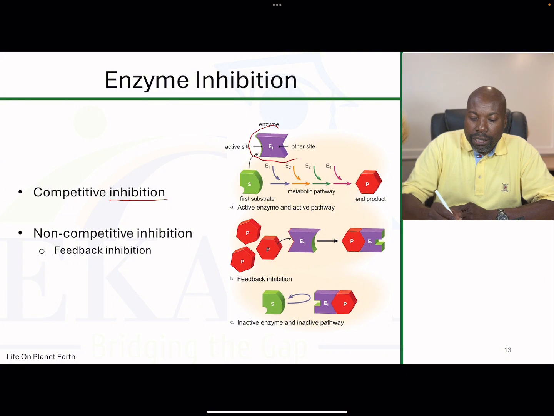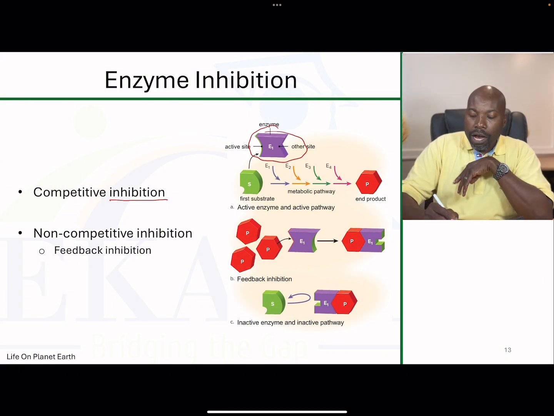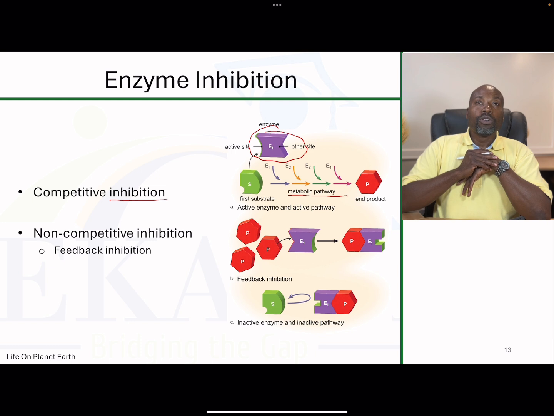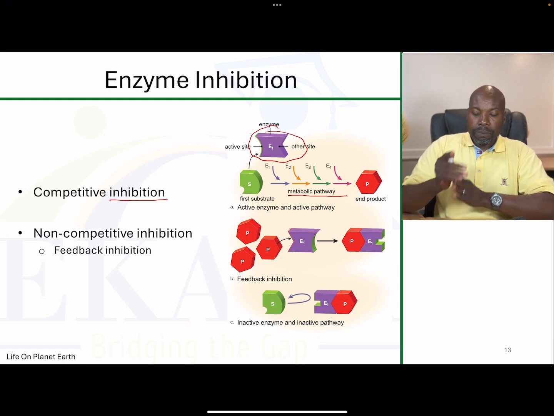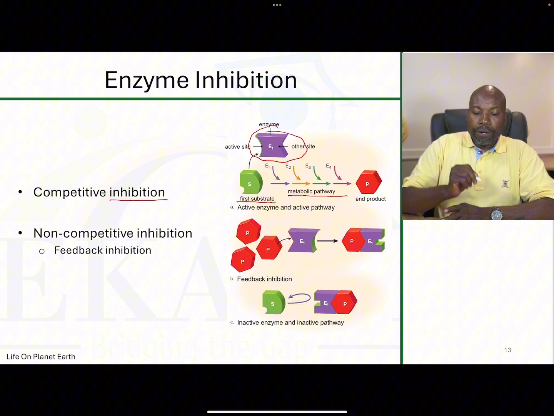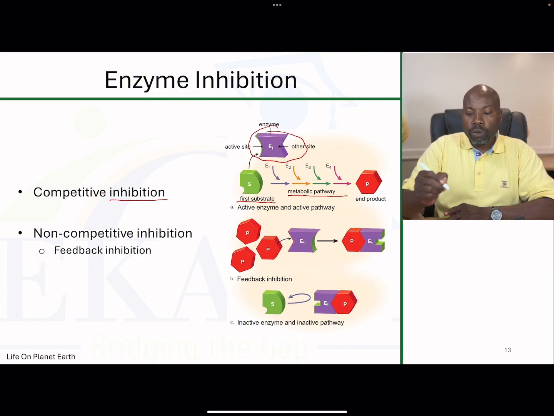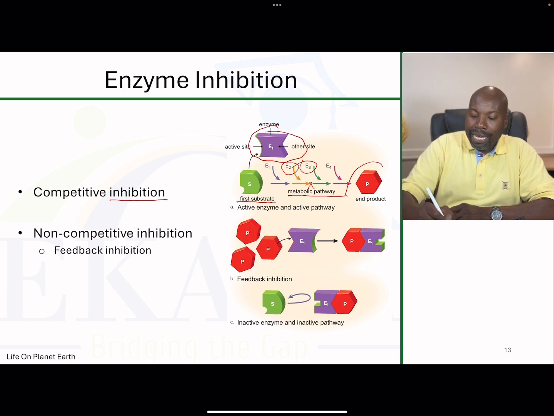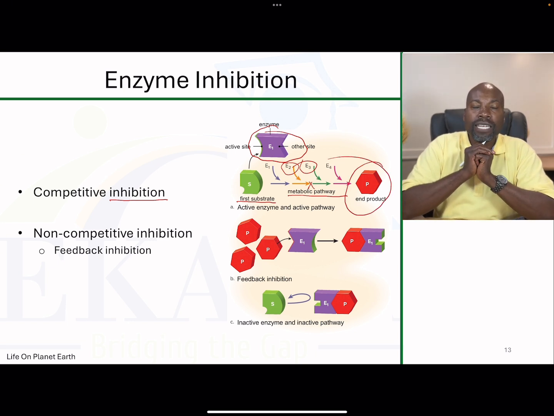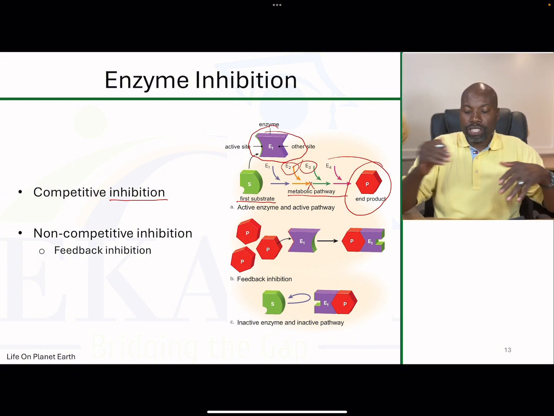Now, let's consider an enzyme, say enzyme 1. That enzyme 1 is part of a metabolic pathway, right? So that metabolic pathway involves the first substrate here. That first substrate is going to be converted to a product that is going to be the substrate for another enzyme, enzyme 2. That substrate is now going to be converted to another product right here, a product that is going to be the substrate for enzyme 3, and so on and so forth until we have the end product, right? Remember the case of the synthesis of an amino acid, right? It's not one single reaction, but multiple reactions.